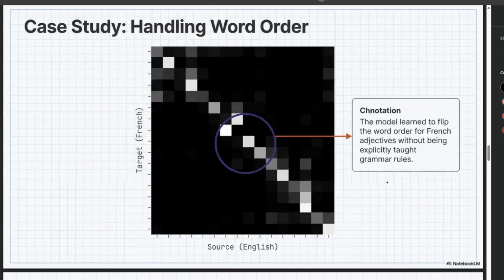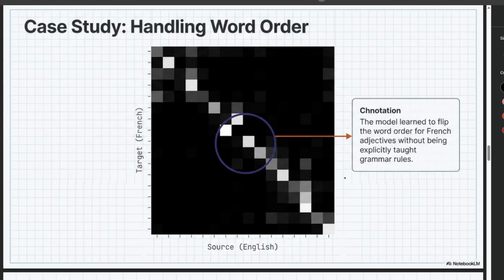In English, we say European Economic Area. In French, the order is Zone Économique Européenne. The adjectives and nouns are reversed, swapped places. The attention mechanism handles this naturally.